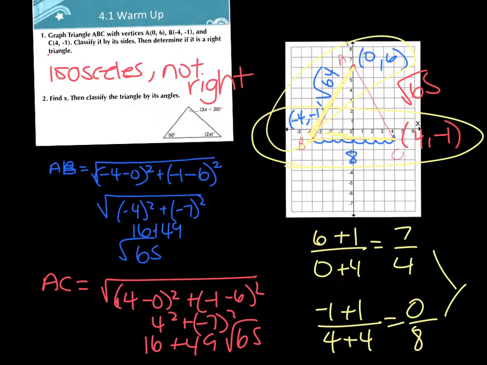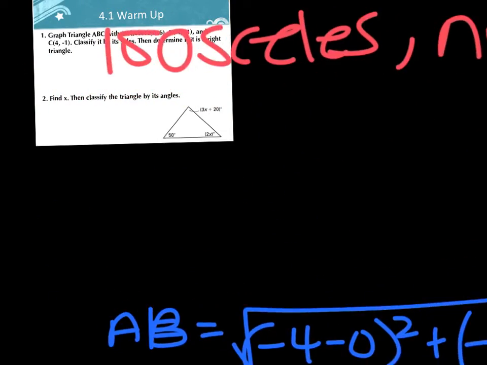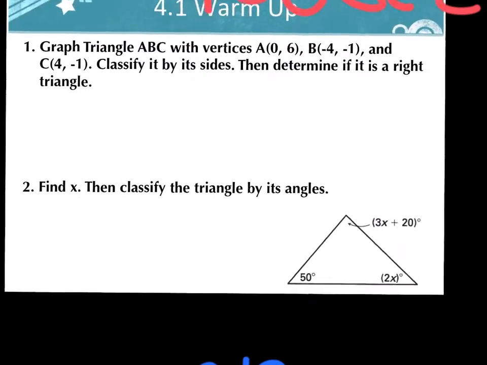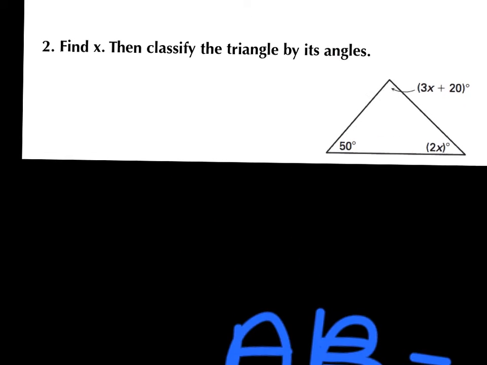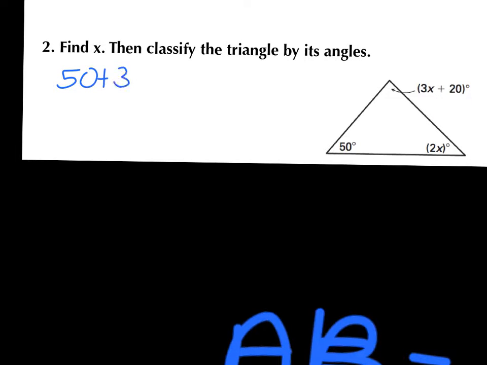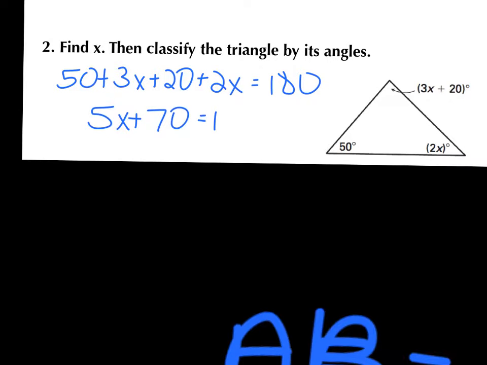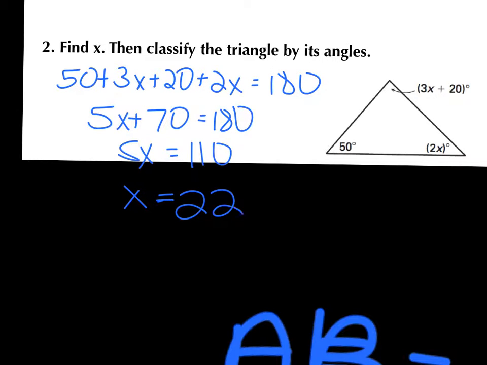Questions so far? Okay, so number 2 says find x and then classify the triangle by its angles. So what do I know about all three angles? They add up to 180, so 50 plus 3x plus 20 plus 2x equals 180. Combine my like terms, 5x plus 70 equals 180. 5x equals 110, and x would equal 22.